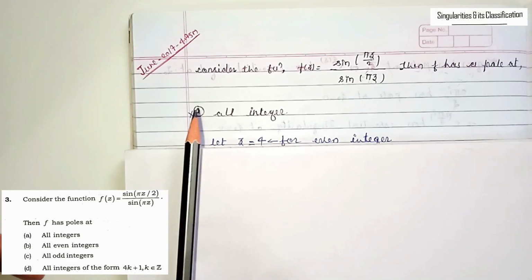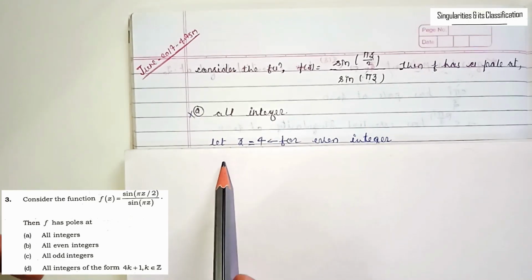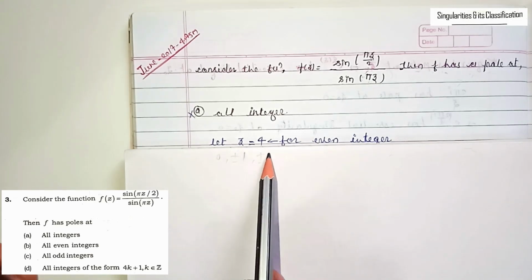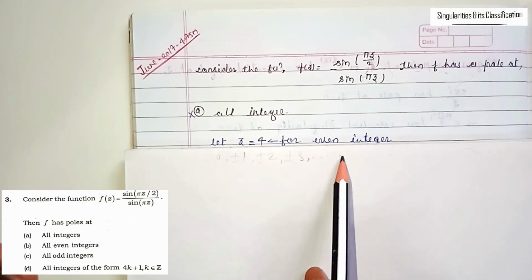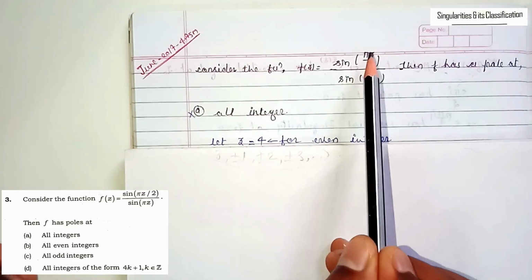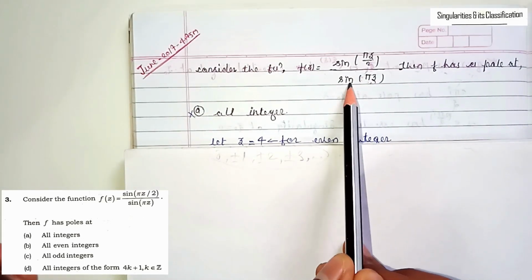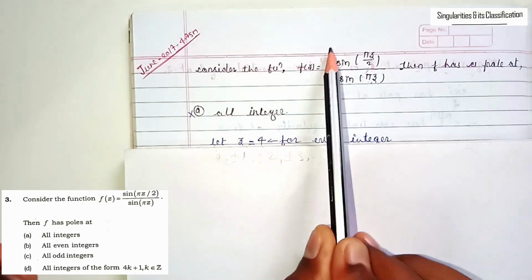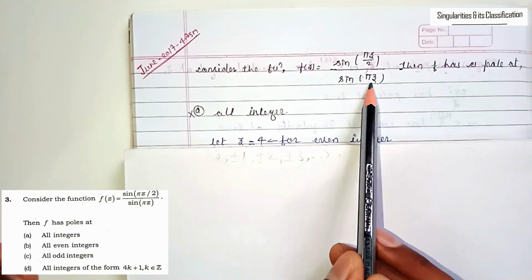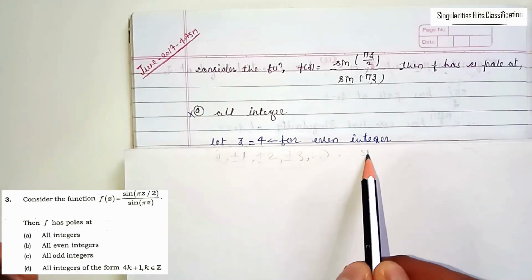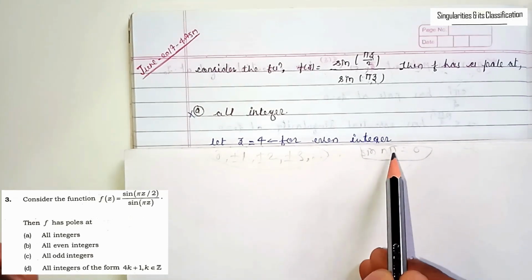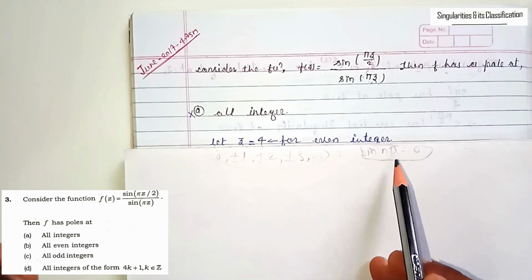Now the first option says that for all integers. For all integers means for all values of z, like 0, plus 1, minus 1, plus 2, minus 2, plus 3, minus 3 and so on. For all these integer values, our f(z), sin(πz/2) divided by sin(πz), gives us a pole. And we know that when we take sin(nπ), we get 0. Sin(nπ) is 0.